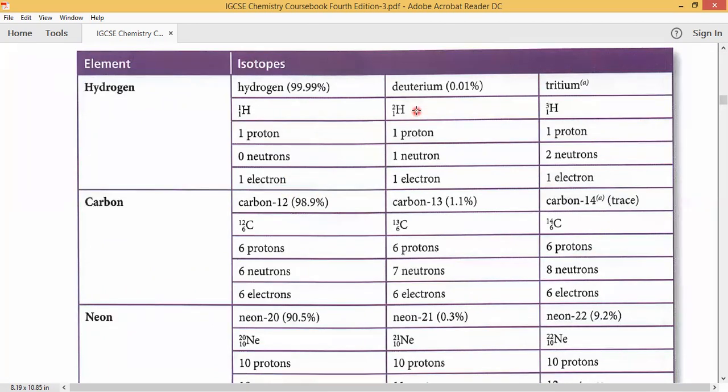The second one is deuterium. Deuterium is a little heavier. Why? Because it has one neutron and the same number of protons and electrons as the previous one. If we talk about tritium, it has even two neutrons apart from the number of protons and electrons, which is the same. Next to tritium, you'll later see a small a written. This is for a radioactive isotope.